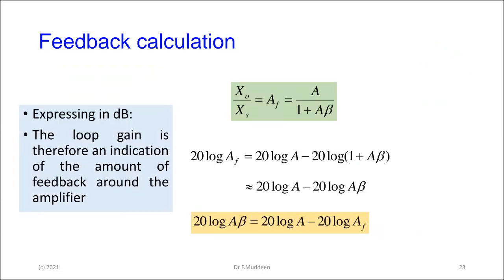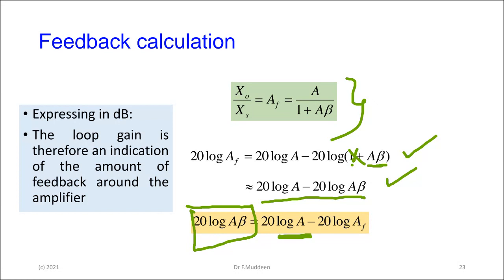And of course, we are accustomed to doing this as well, so we can express this in decibels. If I take 20 log of the transfer function, you get the first step here, which is no big deal. Typically A beta is much bigger than 1, so we could ignore the 1. In which case, the problem simplifies to 20 log A_F equals 20 log A minus 20 log A beta. So you can get an idea of the loop gain in terms of the open loop gain of the system and the gain with feedback.